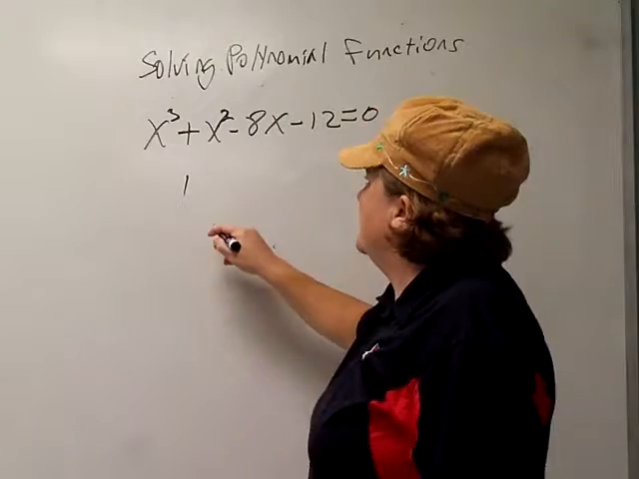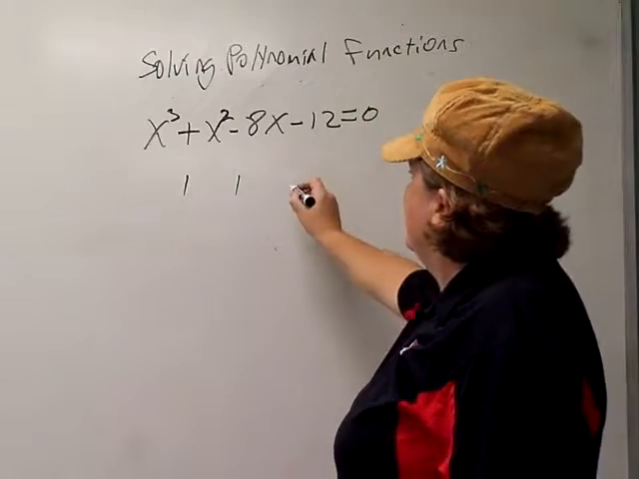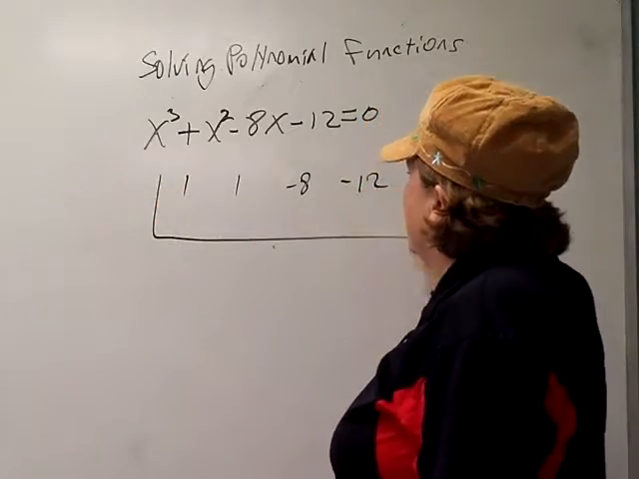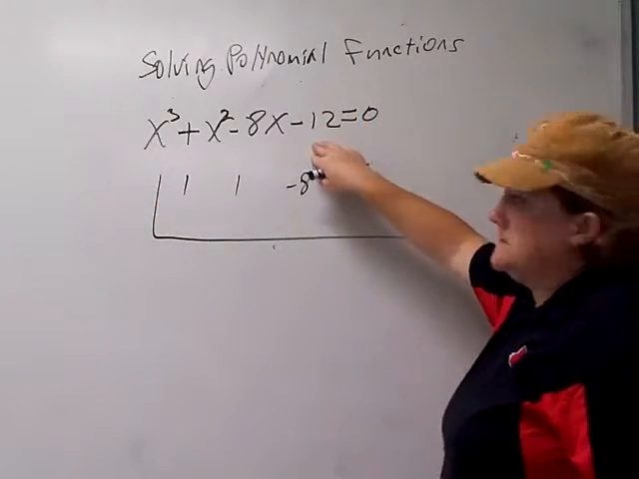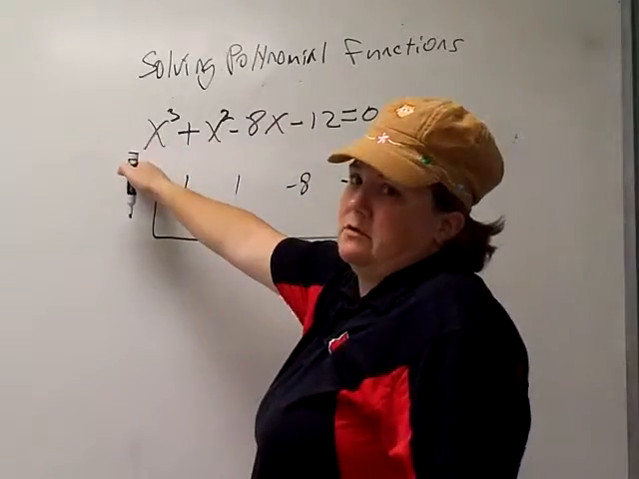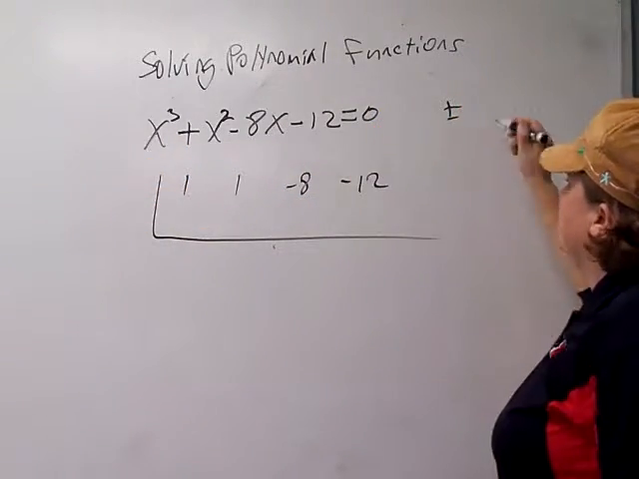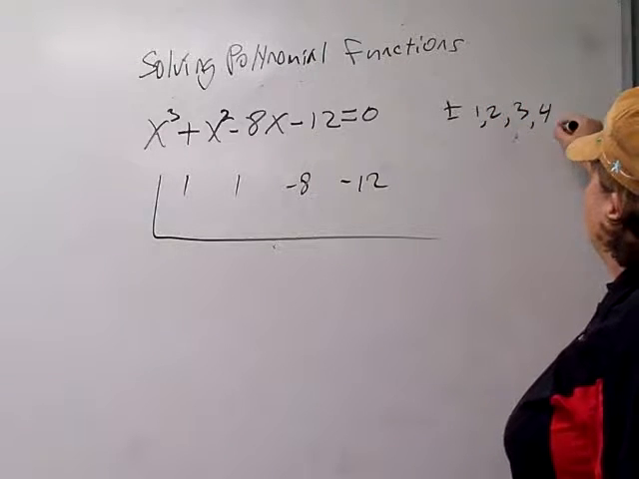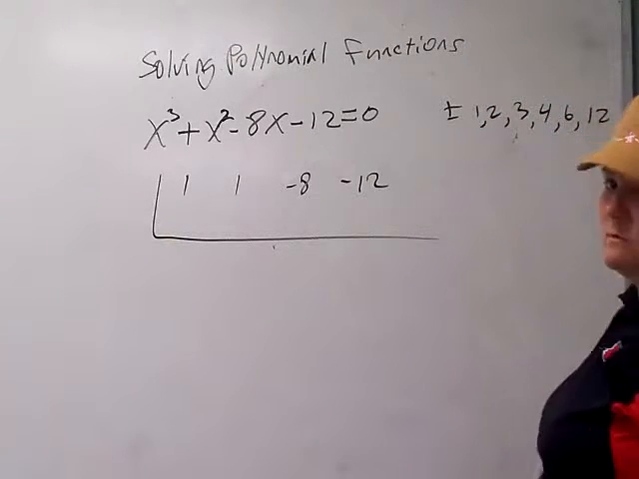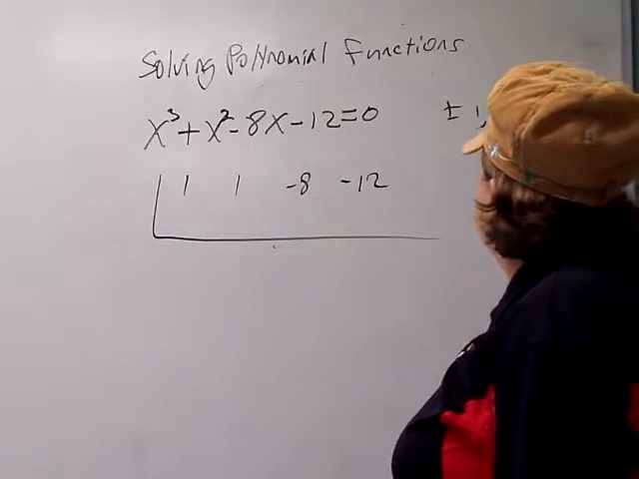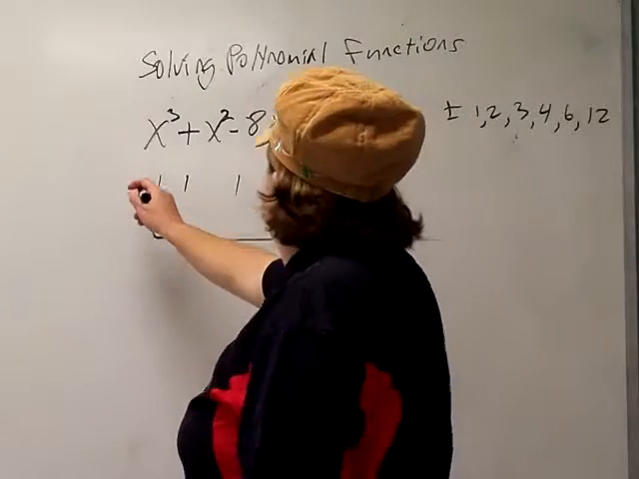So I've got a 1x cubed, a 1x squared, negative 8x, and a negative 12. Now the options for what I'm going to divide by, factors of my constant over the factors of my leading coefficient. So my leading coefficient is 1, so I don't have to worry about that. Factors of my constant, factors of 12, could be 1, 2, 3, 4, 6, and 12. Okay? Trial and error here. I'm just going to start trying a 2.